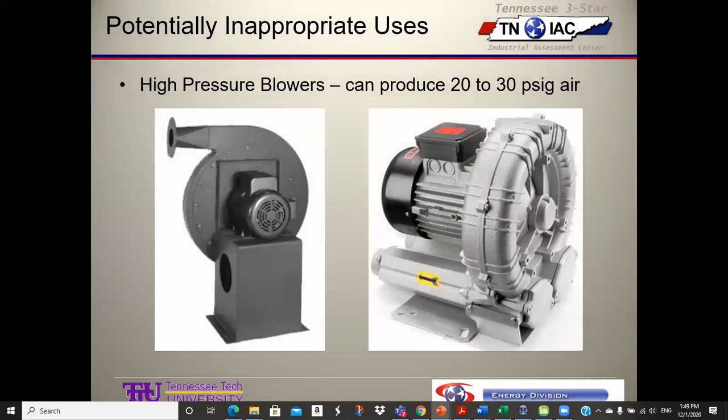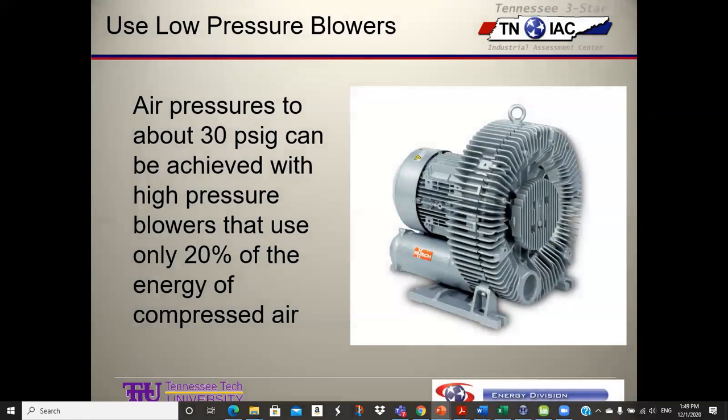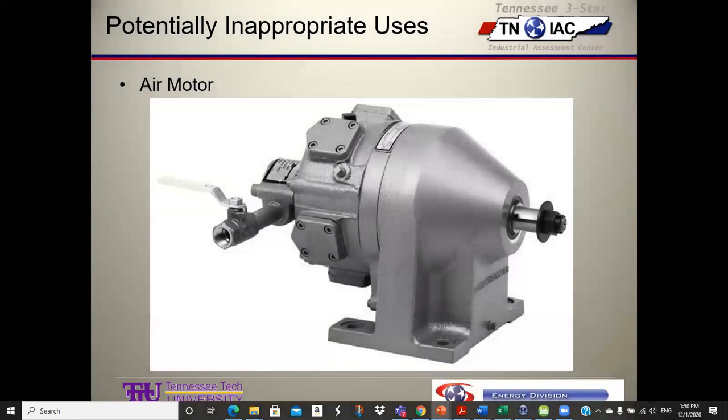That's just a picture of some blowers. There are different configurations of them on the market, but easily can produce 20 and up to 30 PSIG. And so here it states that we can do that and use maybe only 20% of the energy of compressed air, taking it up to 100 and dropping it back. And a picture of a little pneumatic motor.